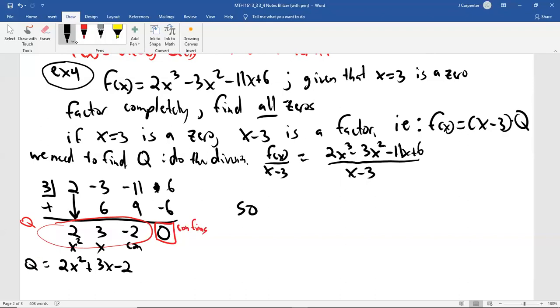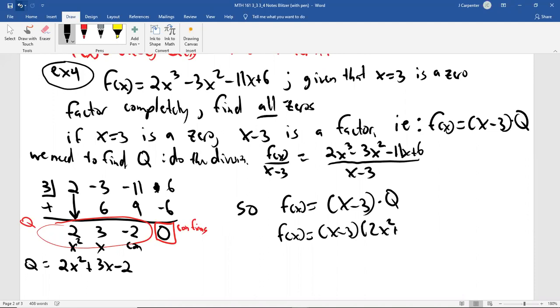Therefore, finally, we can rewrite our function, f of x, as the factor, x minus 3. This is this. Times the quotient, which was 2x squared plus 3x minus 2.